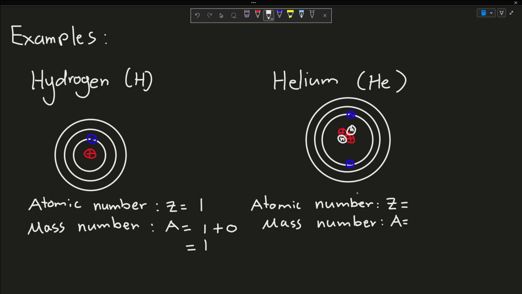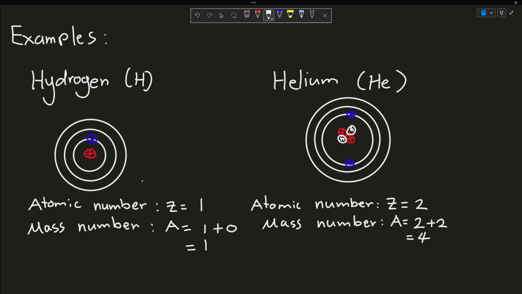Now, if we take a look at helium, we can see that we have 2 protons, so our atomic number will be 2. And we can also see that we have 2 neutrons, so our mass number should be 2 plus 2, for 2 protons plus 2 neutrons, which is equal to 4.